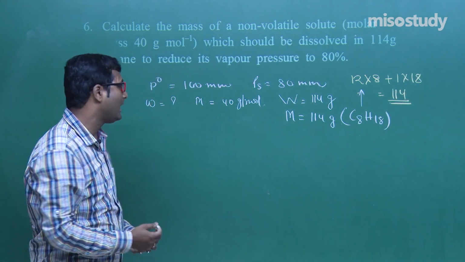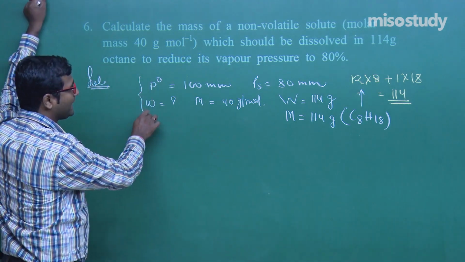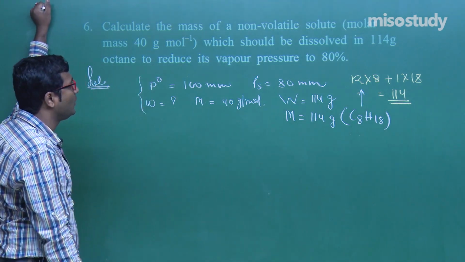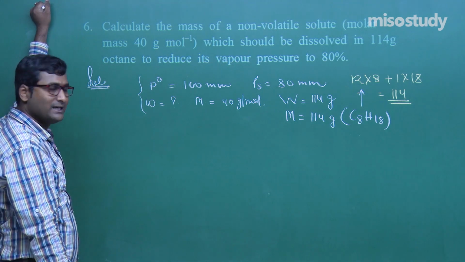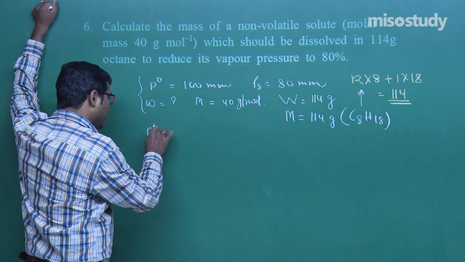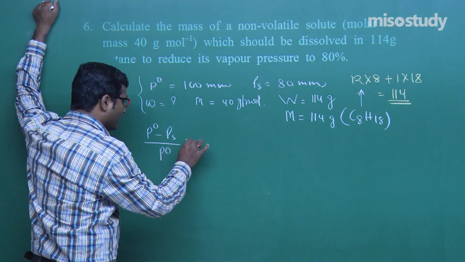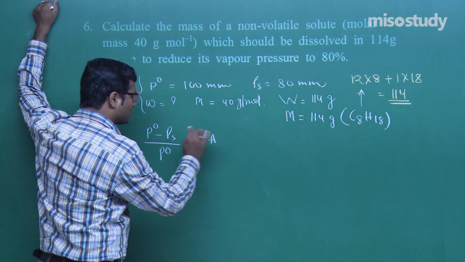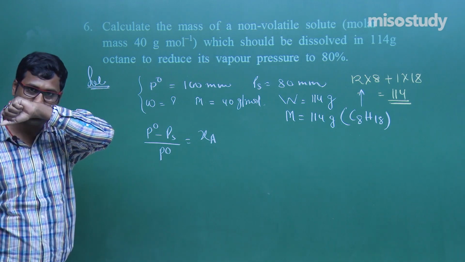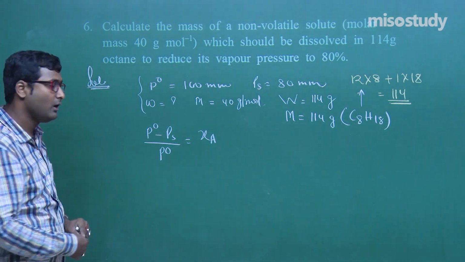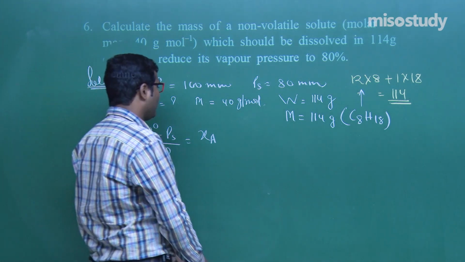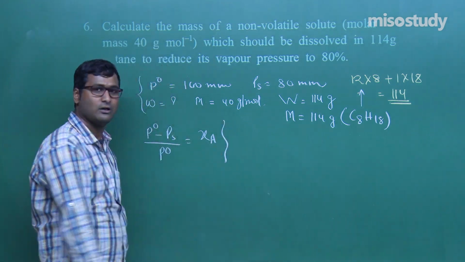Clear? Now, what is the relation we can use here? As we know, for a non-volatile solute, the formula is P naught minus PS upon P naught is equal to the mole fraction of the solute. Remember? What is given here? That is the mole fraction of the solute. Clear?